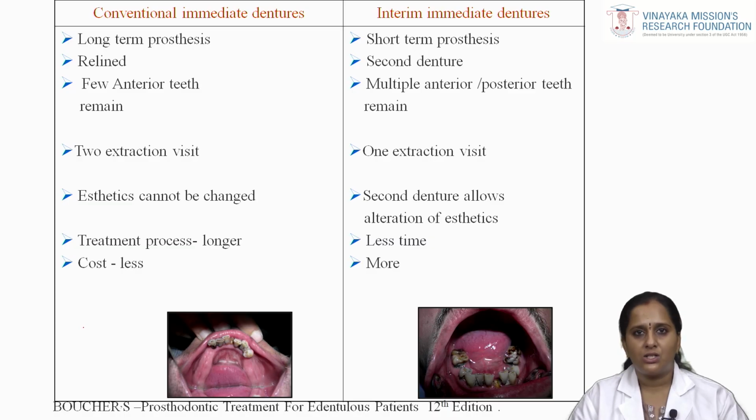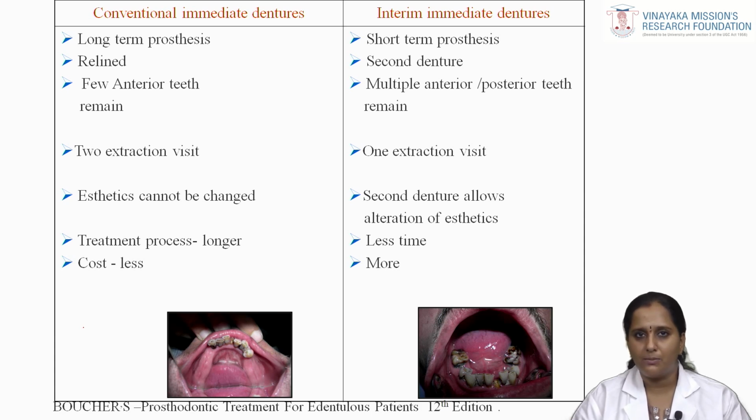In this interim immediate denture, it is a single extraction visit. It's not like a conventional immediate denture where we have gone for 2 extraction visits. As I have already mentioned, in conventional immediate denture, their posterior teeth have already been removed, so an extraction has already been done and only then will we proceed with their anterior teeth. So it has 2 extraction visits, whereas in interim immediate denture, it has only 1 extraction visit. And then we require a second denture. It might take less time, but it requires repeated review of the patient. That is the difference between interim and conventional immediate denture.